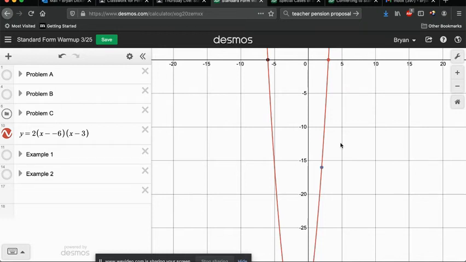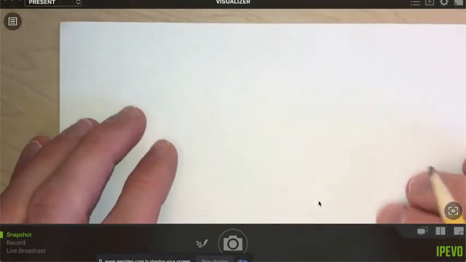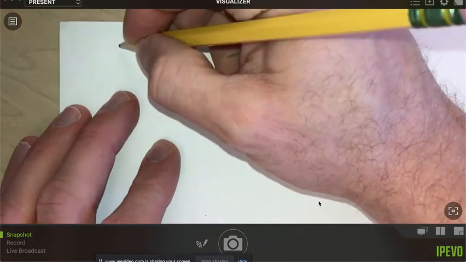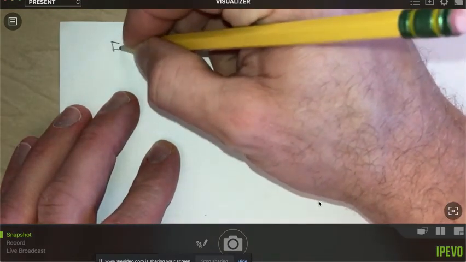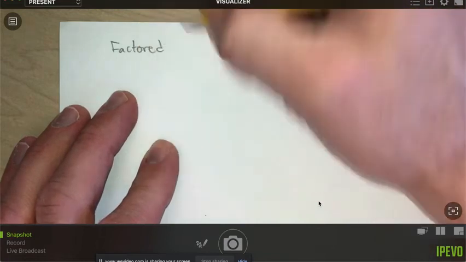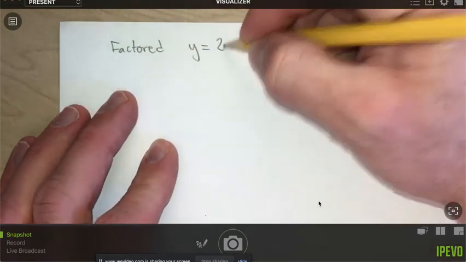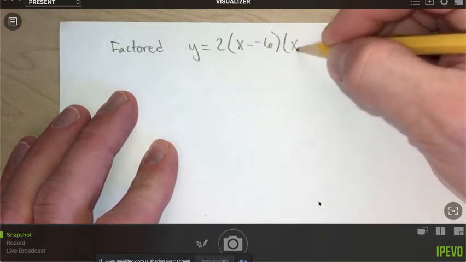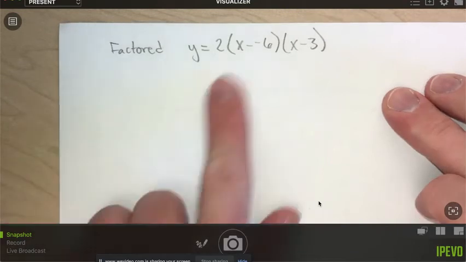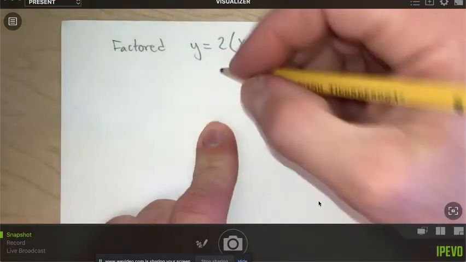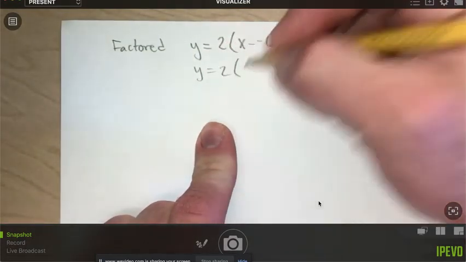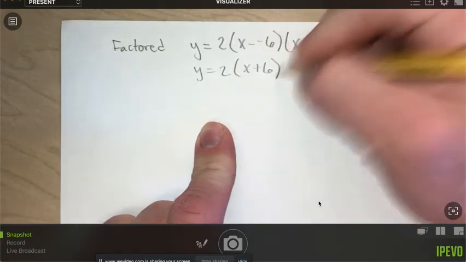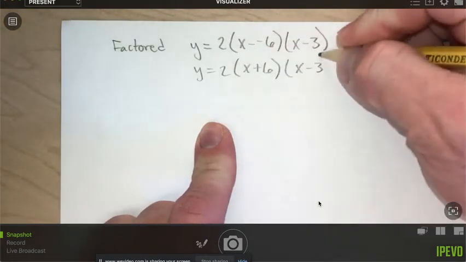All right, so in the first case here, I'm going to write it piece by piece. So that parabola that I just had in factored form, we just said it's y equals 2 times x minus negative 6 times x minus 3. And I could totally notice the double negative. I can clean this up a little bit by making it an x plus 6. Great.